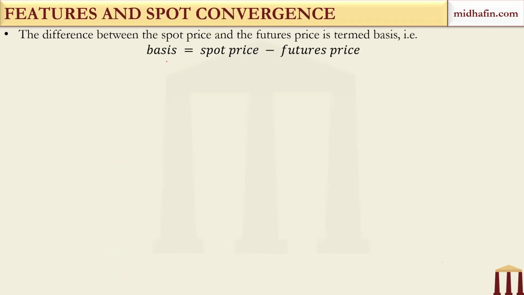Now, basis is something which will be discussed in another chapter also. This is just introduced over here. The difference between the spot price and the futures price is known as basis. In the FRM curriculum, basis is strictly defined as spot minus futures, not futures minus spot, but it can be futures minus spot also. It completely depends on the convention being followed, but over here and in most places, this is the convention which is followed. Basis is equal to spot price minus futures price.